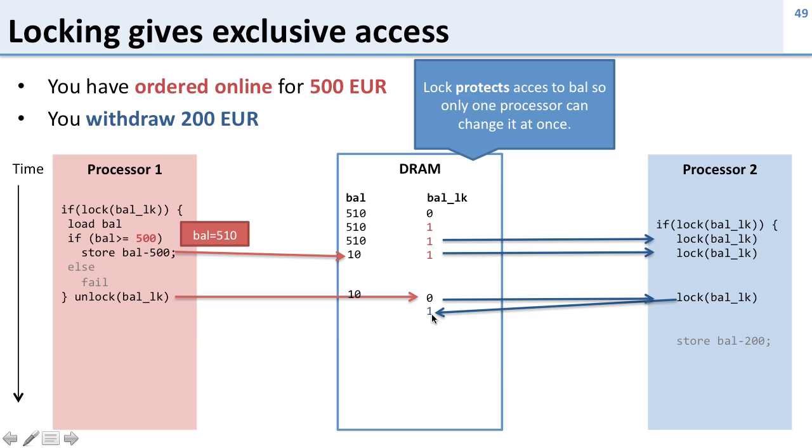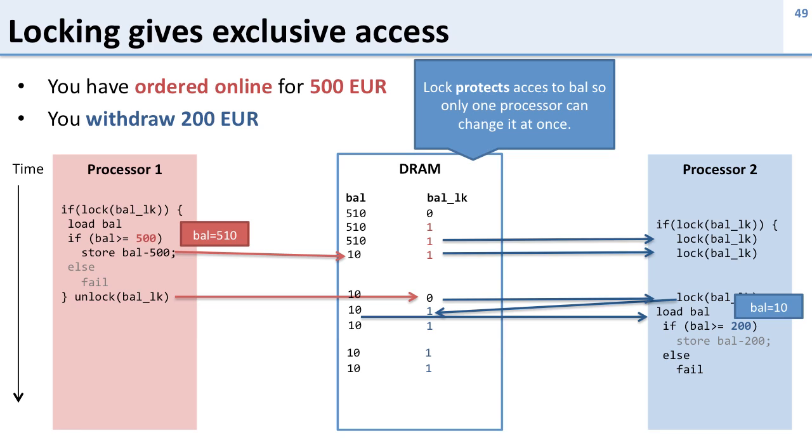Now it's going to go ahead and take the lock by setting it to a 1, and now it can begin to execute. So it loads the balance, which is 10. It checks to see if the balance is greater than 200. It's not, so it doesn't update it, and it goes ahead and fails. So it tells you you can't do the withdrawal. So this worked the way we expect it to. And then finally, when it's all done, it's going to have to go in and unlock the lock itself so that other transactions can proceed.